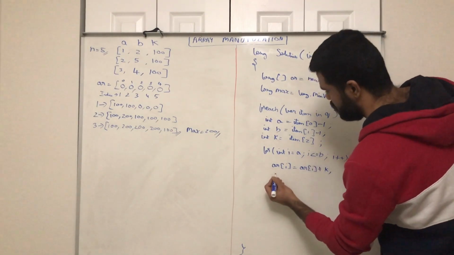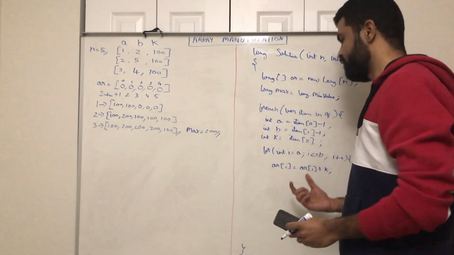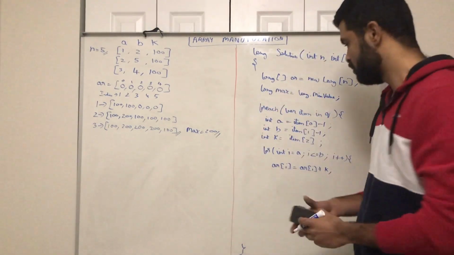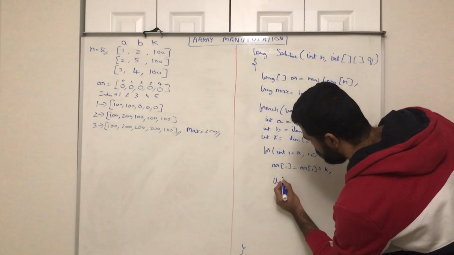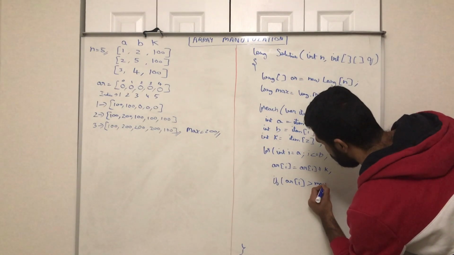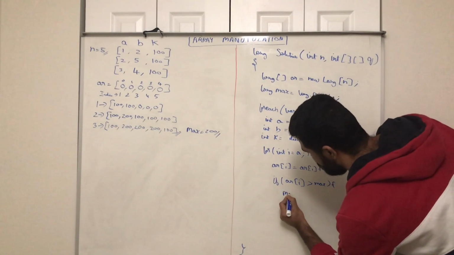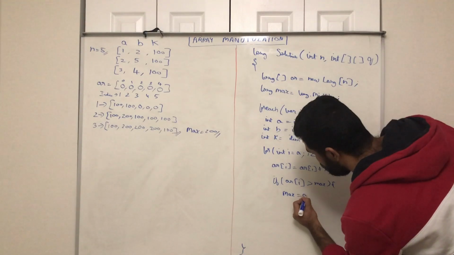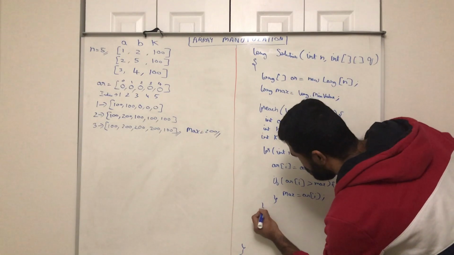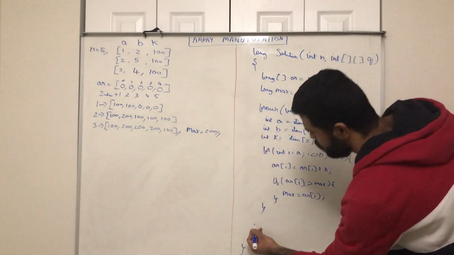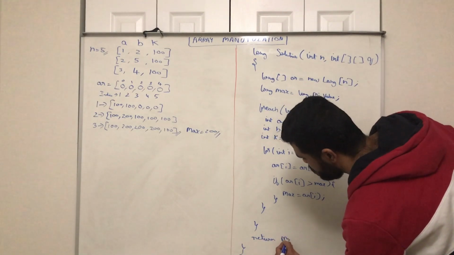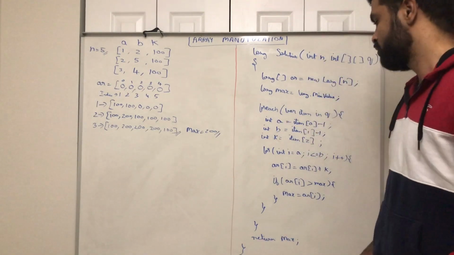Okay, and also in each iteration I want to keep track of the maximum value. So for that I will check if AR of I is greater than max, then I will just update the max value to AR of I. That way I will get the maximum value by the end of the complete iteration. I will close this for loop and I will close the for each, and I will finally return max. Okay, so that's it, friends.